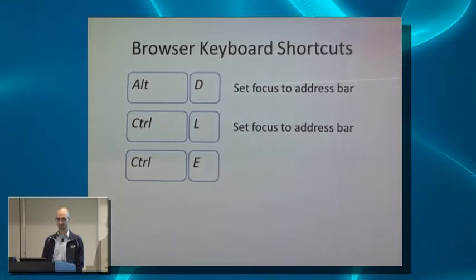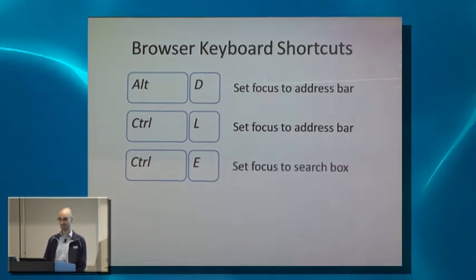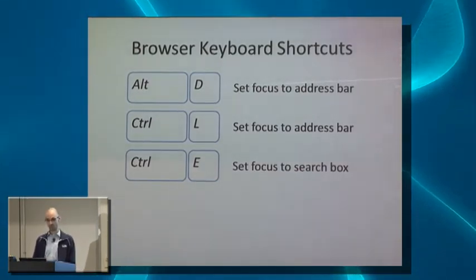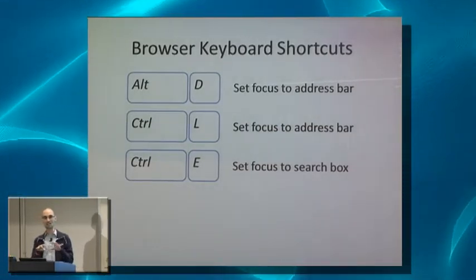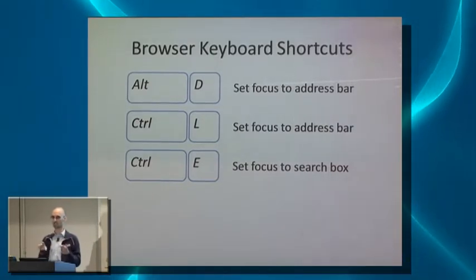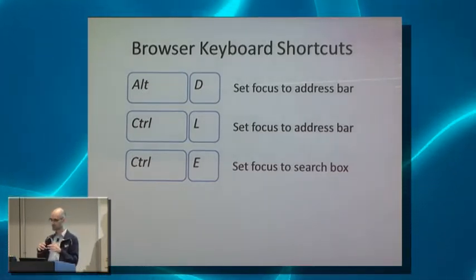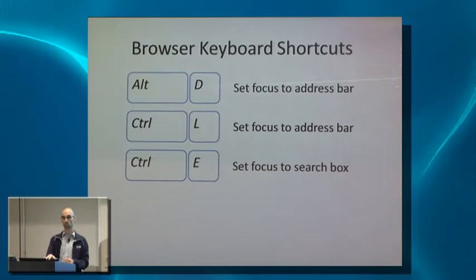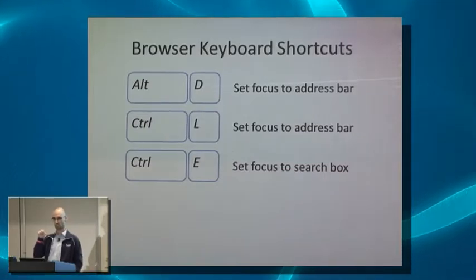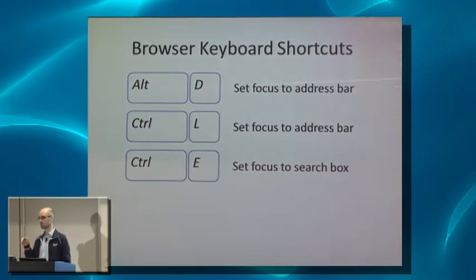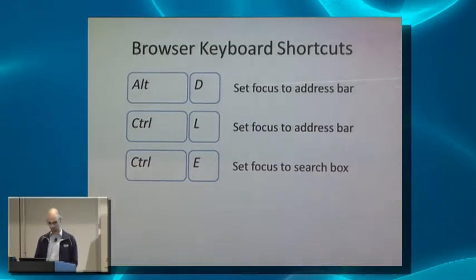Control E. What was that? Search bar. Very good. So what's very interesting is that, remember initially all the browsers had a separate address bar and search bar, so they actually had separate keystrokes. But now with all of the browsers moving to the single address bar, search bar thing, they all still use these same shortcuts, except when you do Control E, it puts a question mark first in the address bar, which tells it that you want to search instead of type in a URL. So very good, gold star, whoever that was.